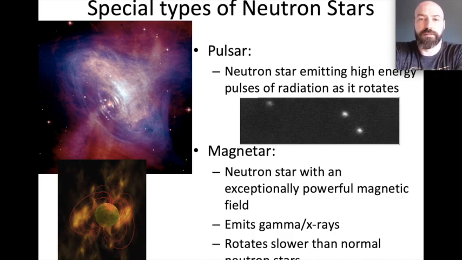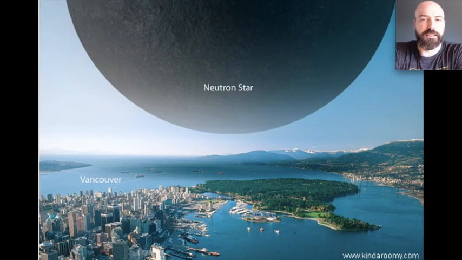There's a pulsar, which emits radiation pulses as it spins, as it rotates. And there's also a magnetar, which has an exceptional magnetic force. Just a little depiction. This is a picture of Vancouver, British Columbia, not Vancouver, Washington, but you can see to scale about the size of a neutron star.